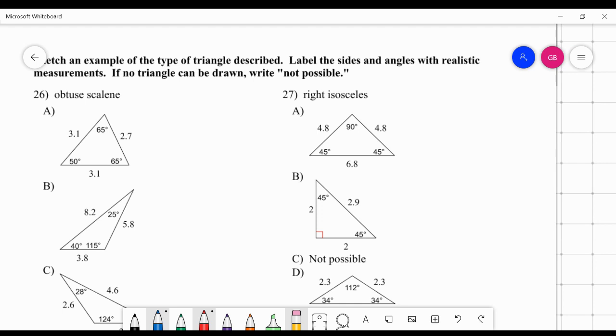26 and 27, sketch an example of the type of triangle described. Label the sides and angles with realistic measurements. If no triangle can be drawn, write not possible. Okay, obtuse scalene. So obtuse means it has to be greater than 90 degrees. And scalene means that all sides are different.